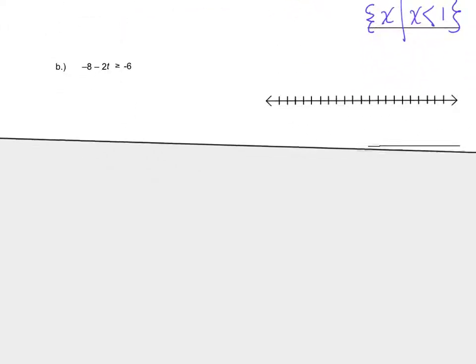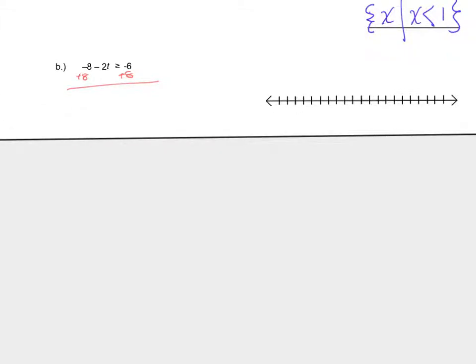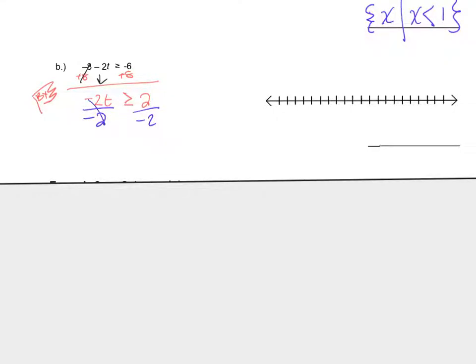The next one says negative 8 minus 2t is greater than or equal to negative 6. You are going to add 8 to both sides. You're going to be left with negative 2t, don't forget to rewrite the negative, is greater than or equal to negative 6 plus 8, which is positive 2. You are then going to divide by a negative, and because you're dividing by a negative, you're going to flip the symbol direction.